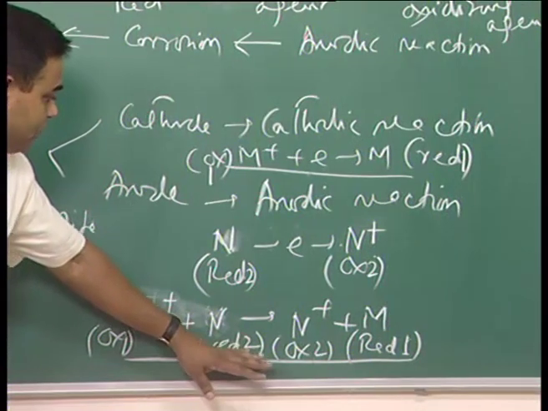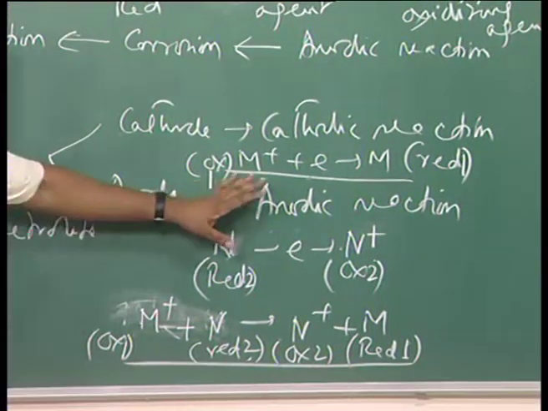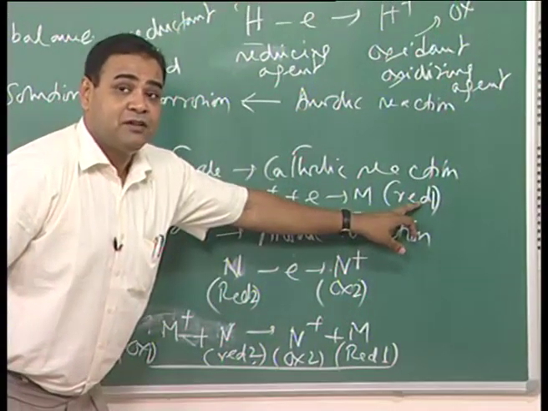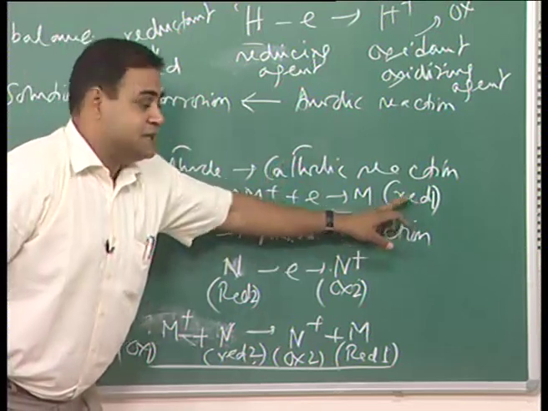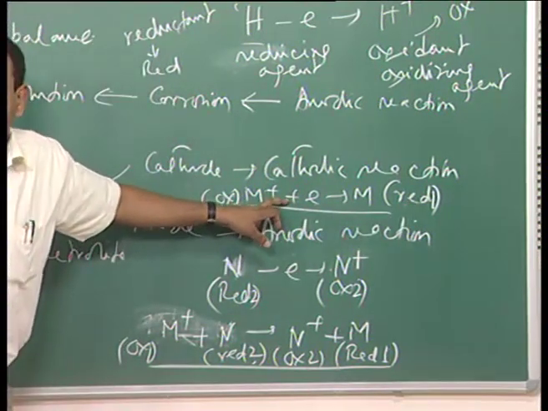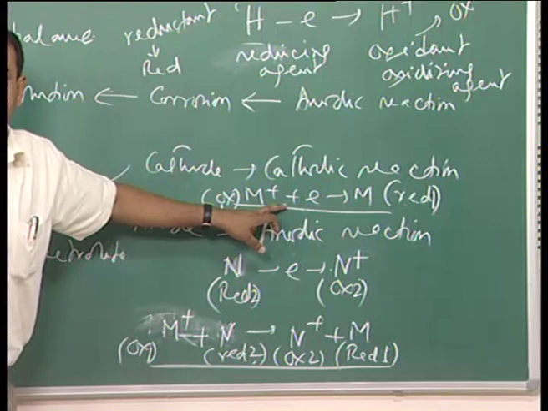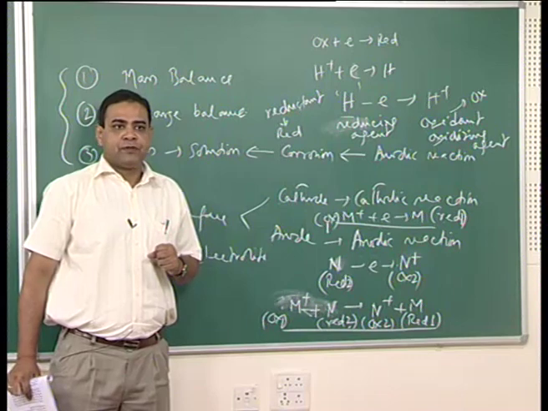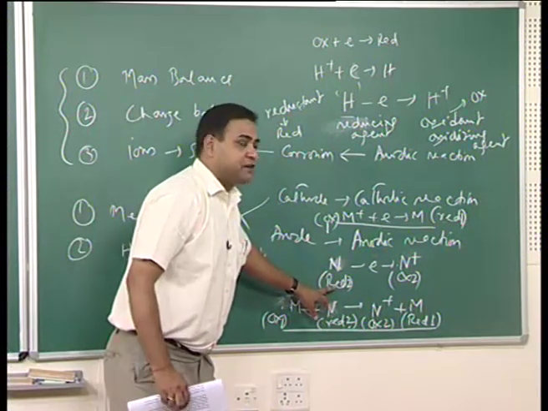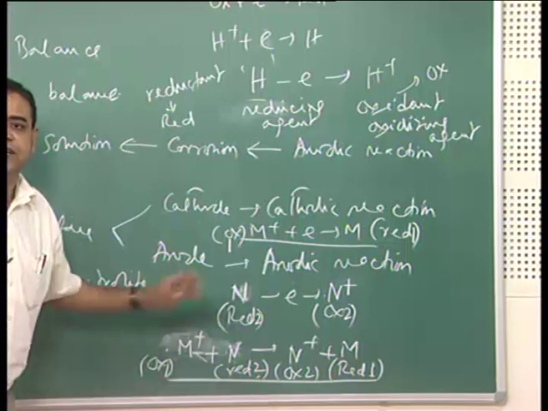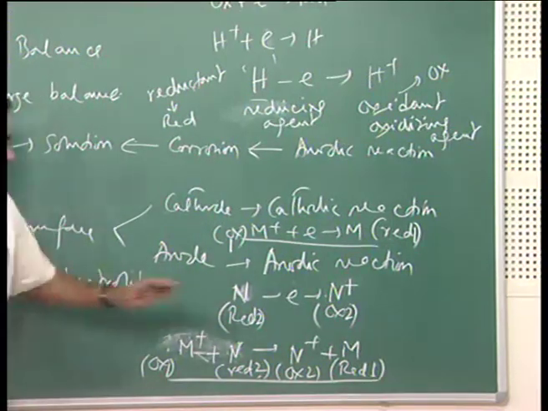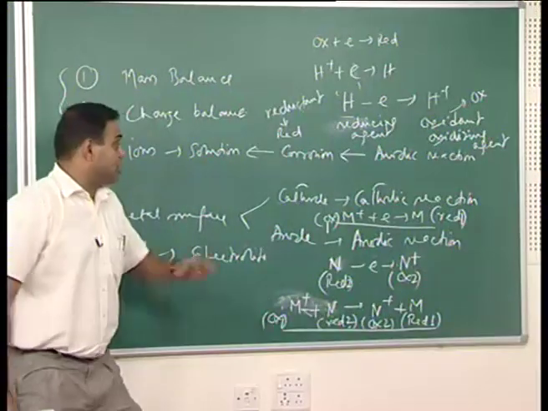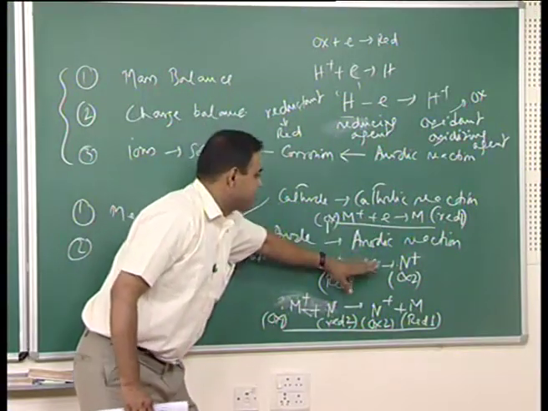Now what is happening here? You are having one reaction where ox is going to red, that means oxidant is going to reductant. This process is called reduction, that means every cathodic process is a reduction process. And if reductant goes to oxidant, that is called oxidation. Every anodic process is an oxidation process. So now you have a reduction process and an oxidation process.